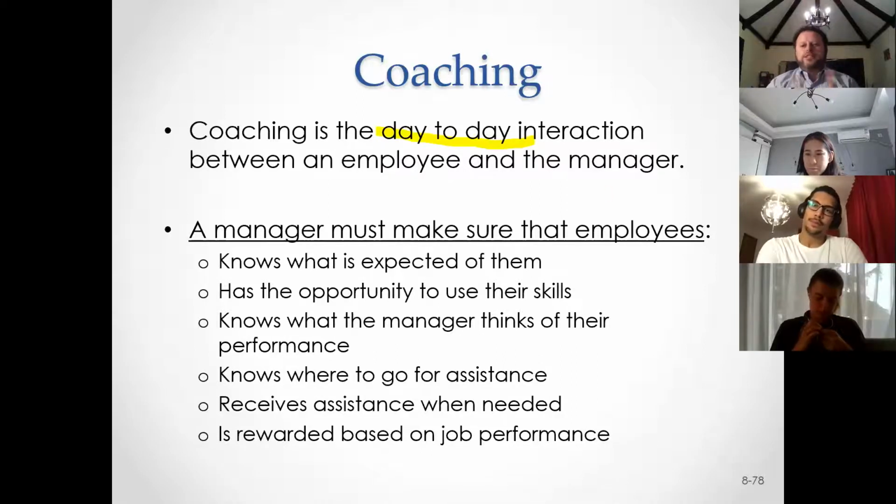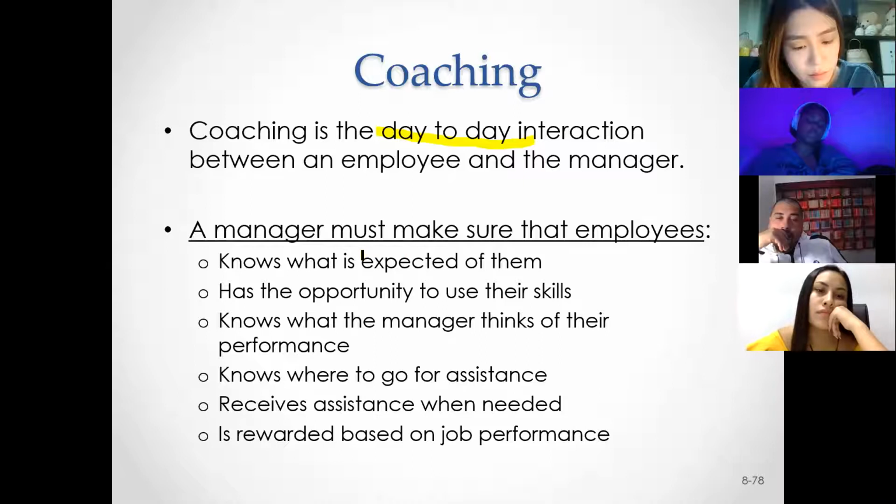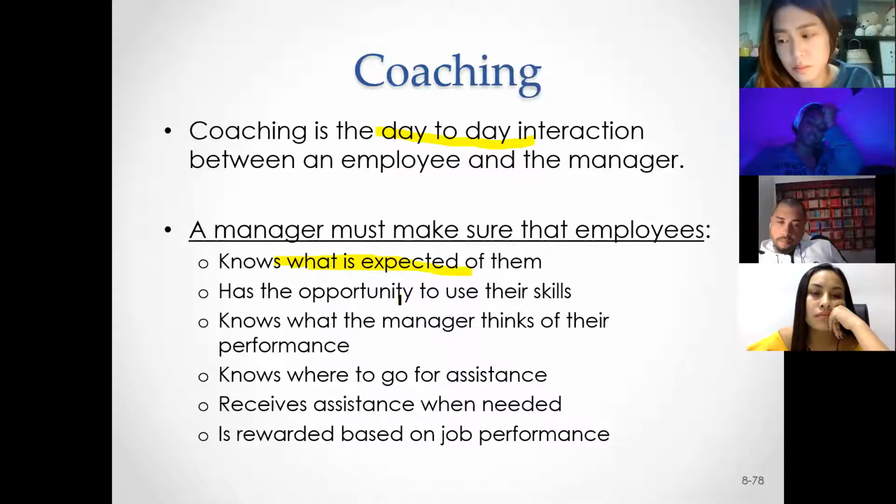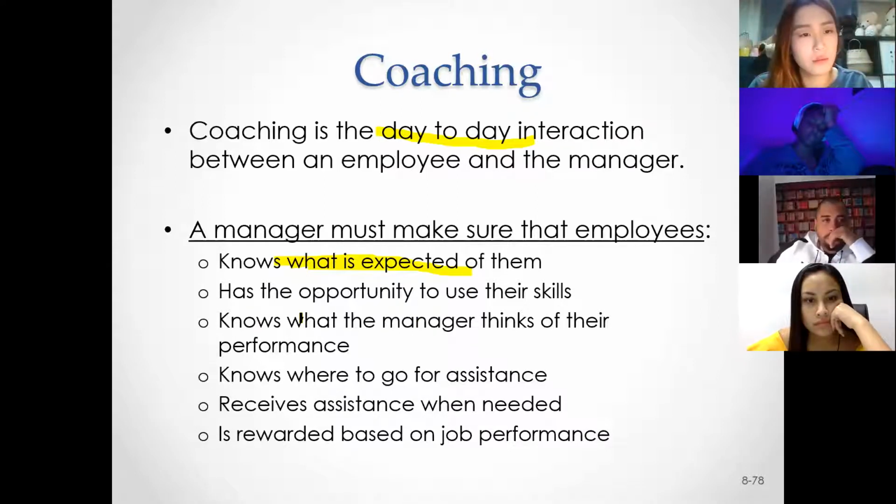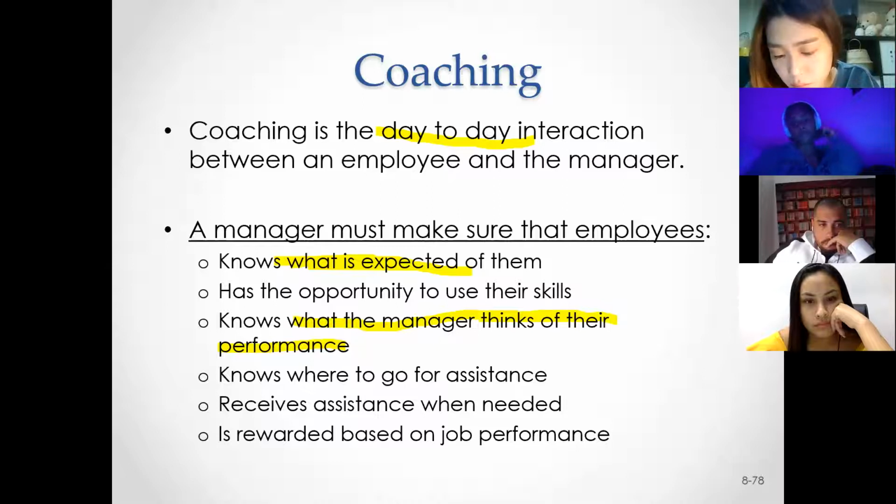Coaching is not like, okay, let's meet and sit down for lunch, or let's meet in my office. Coaching is sort of a day-to-day thing. It's how you learn on the job from a manager. So the manager has to understand for coaching that the employees should all know what is expected of them. The employees should have the opportunity to use their skills. The employees should know what the manager thinks of their performance. If an employee doesn't know how the manager feels about their performance, not about them as people, but about their performance, then there's a problem.